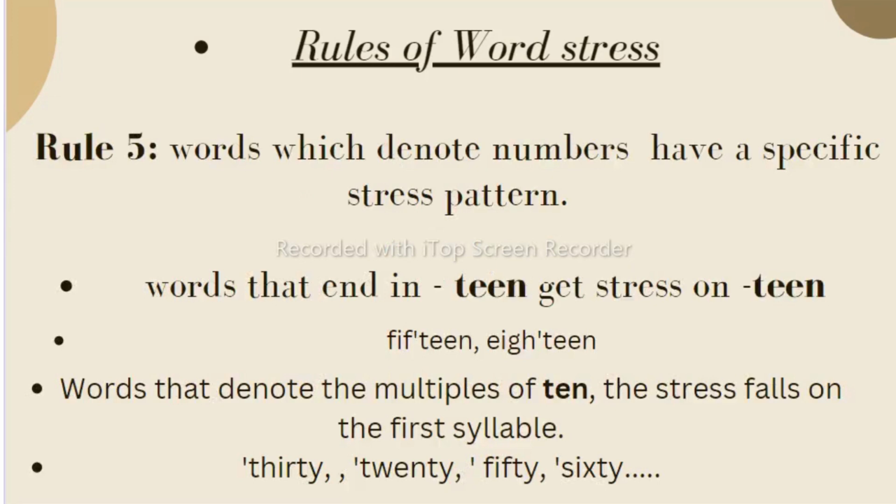Words which denote numbers have a specific stress pattern. The words that end in -teen, get stress on -teen, like 15 and 18. Like you can see here, after this 8 we have written an apostrophe, which means the syllable after the apostrophe will get stressed. And the words that denote multiples of 10, which means they can be divided by 10, have stress on the first syllable. Like you can see here 30, so the stress should be on the first syllable. 20, 50, 60, 70, 80, 90, like that.